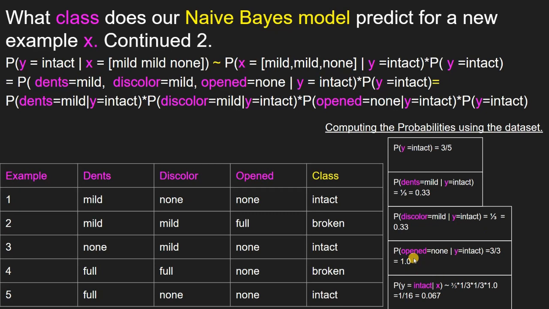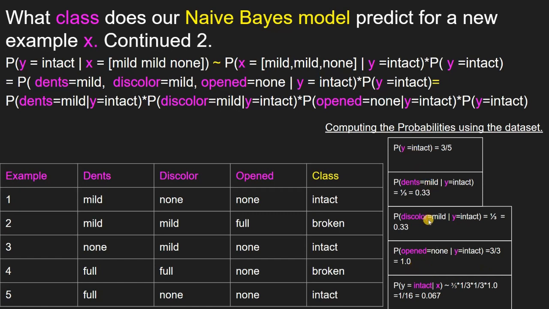And now the probability of open equaling none, given Y is equal to intact. Well, for each example where Y is equal to intact, open is equal to none, right? For example 1, it's none. For example 3, it's none. And for example 5, it's none. So the probability of open equaling none, given Y is equal to intact, is just equal to 3 out of 3, or 1. Or we have a 100% probability of open being none, given Y is equal to intact.